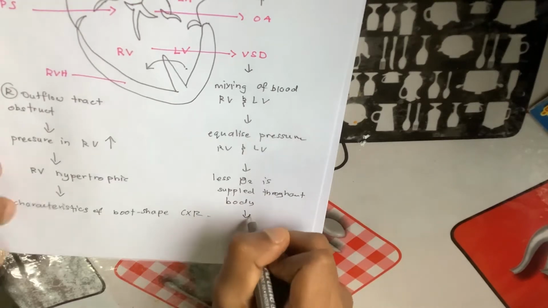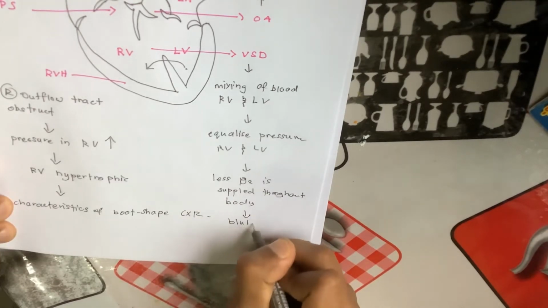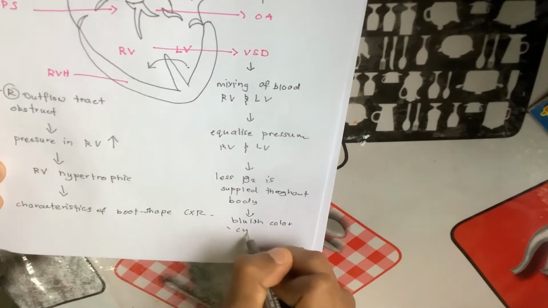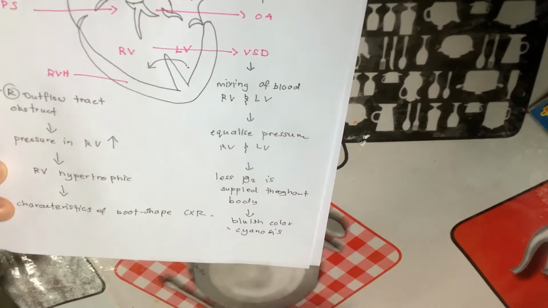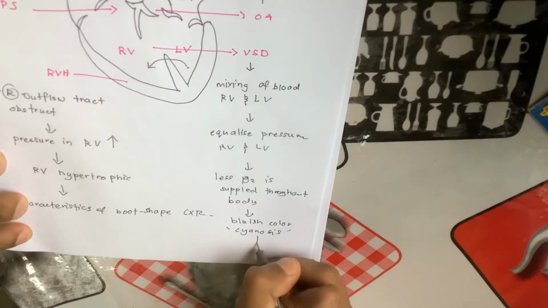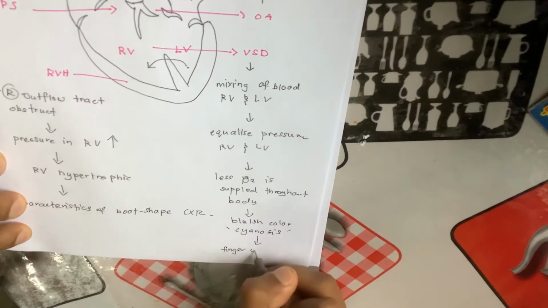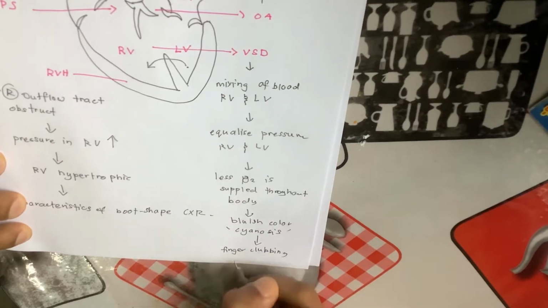Thus the body becomes bluish in color, also known as cyanosis. This long-standing cyanosis leads to finger clubbing and polycythemia.